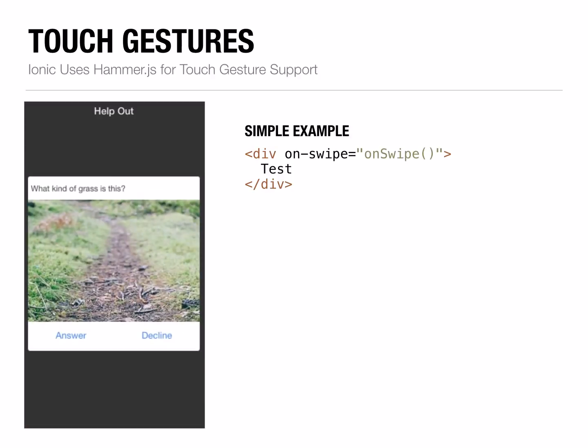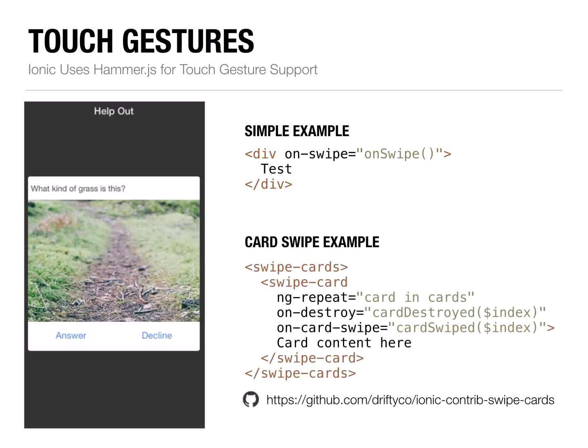The top here is a simple example. What I'm showing on the side is actually a more complicated example that shows off the power of this paradigm. It's the card swipe, which Ionic has created and actually packaged as a separate GitHub repo, which you can get at that URL at the bottom of that slide.